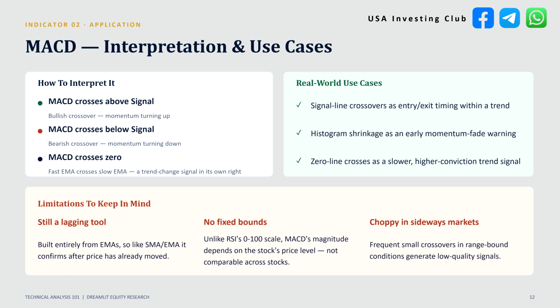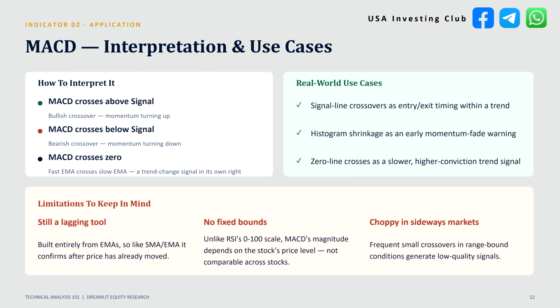Let's convert MACD mechanics into judgment, the same way we did for RSI. MACD crossing above signal is a bullish crossover, momentum turning up. MACD crossing below signal is a bearish crossover, momentum turning down. And MACD crossing the zero line altogether means the fast EMA has crossed the slow EMA, a slower but higher conviction trend change signal in its own right.